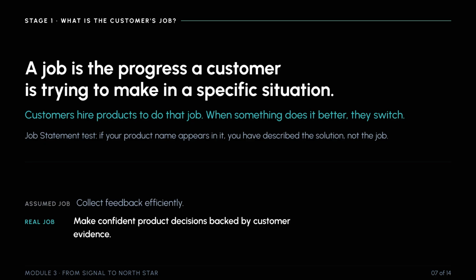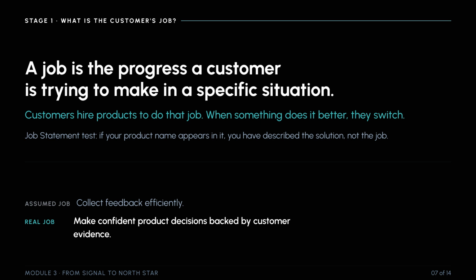Stage 1 starts with a question most product teams never explicitly ask. Not what feature do customers want? Not what problem do they have with our product? What job are they trying to do? A job is the progress a customer is trying to make in a specific situation. Customers hire products to make that progress. When something does it better, they switch. The job statement test catches the most common error. If your product name appears in the statement, you have described your solution, not the job.